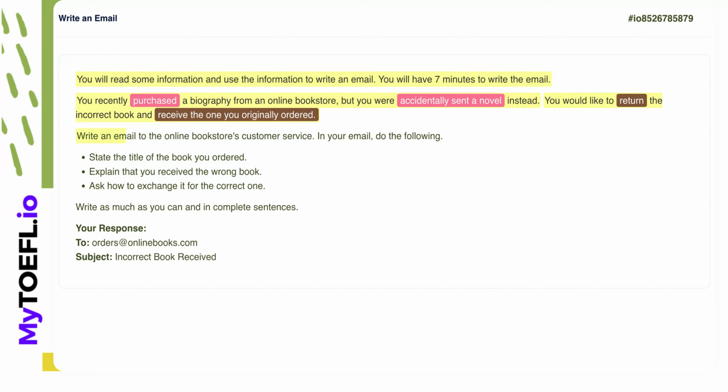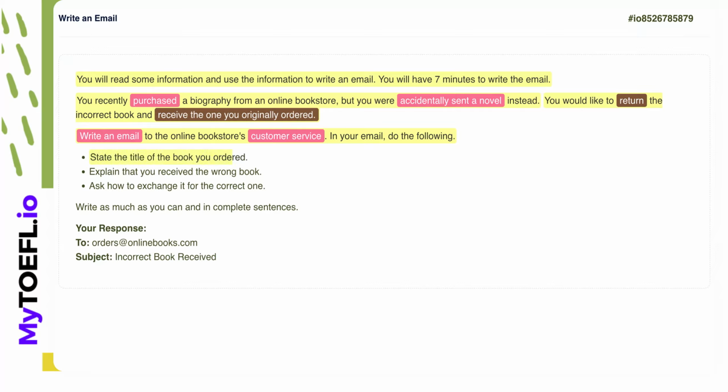Write an email to the online bookstore's customer service. In your email, do the following. This is our main task. We need to write an email to a specific department, the customer service team. This tells us the tone should be professional and polite. The phrase, do the following, signals that a list of mandatory points is coming up next, and we must include every single one in our response.